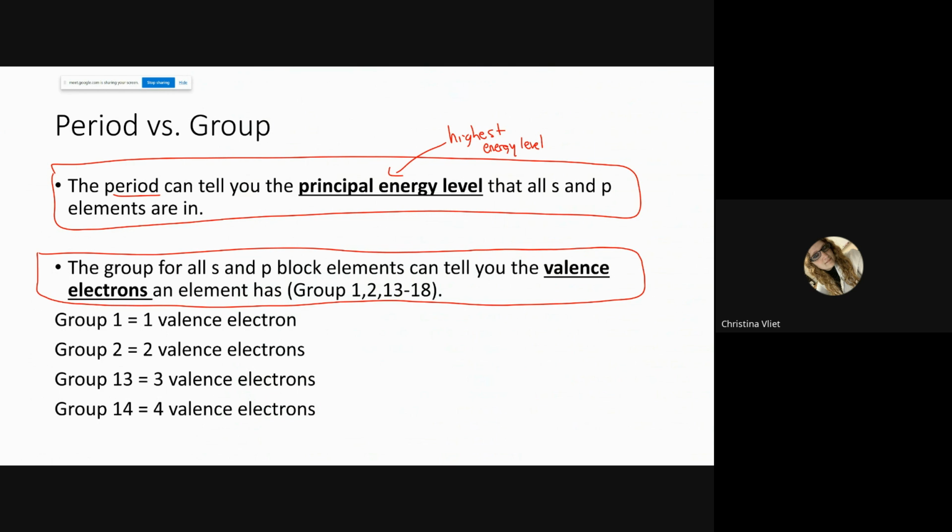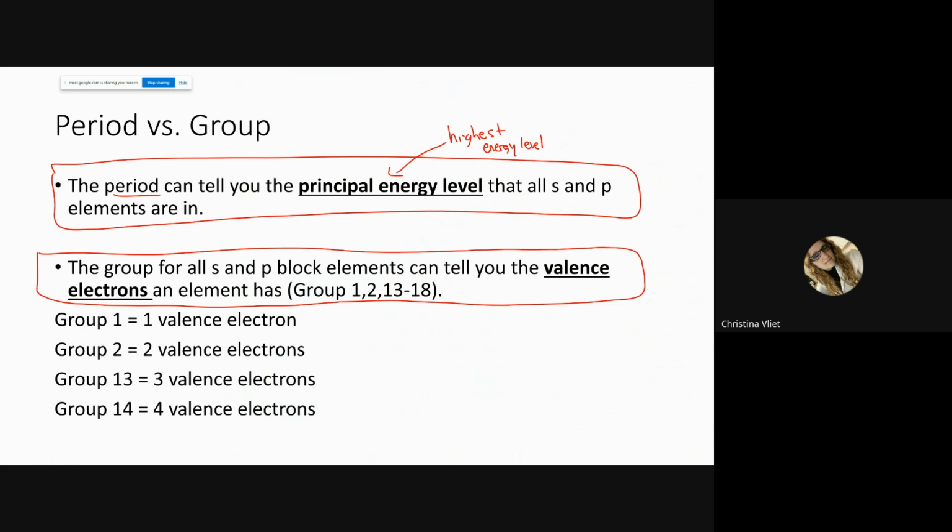And how many valence electrons would every element in group 13 have then? 3. Everything in 14 has how many valence electrons? 4. Everything in 15 has how many valence? 5. And it goes like that. And you can do your valence electrons now in 15 seconds, just how long it takes you to find the element. Write this down. We'll practice with this in a little bit.